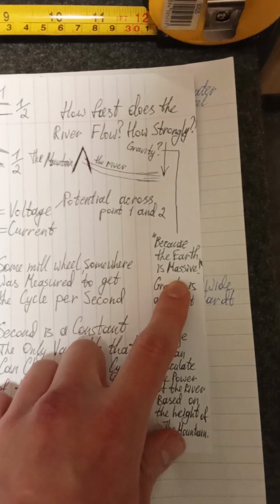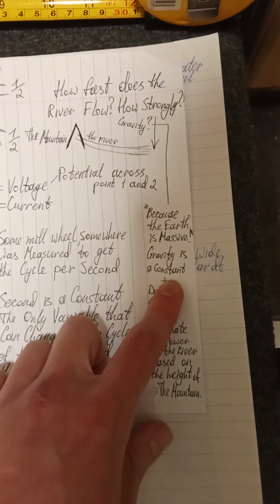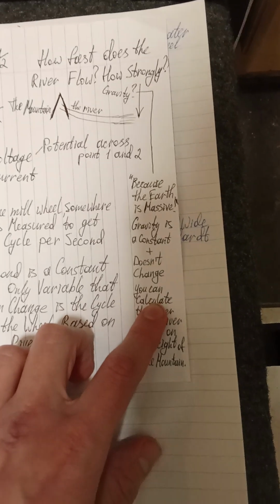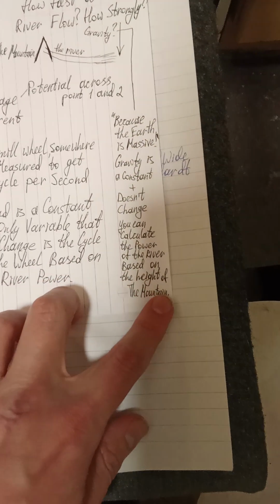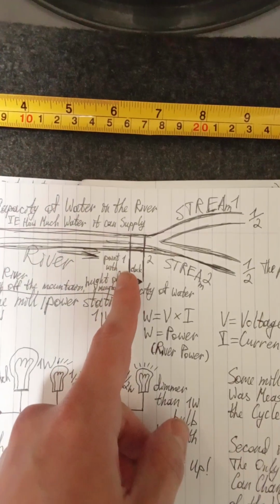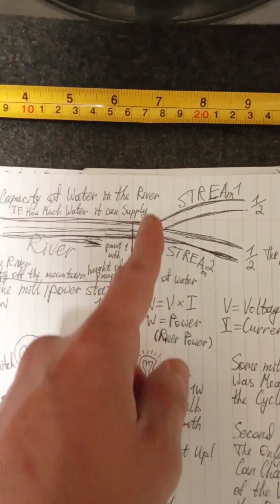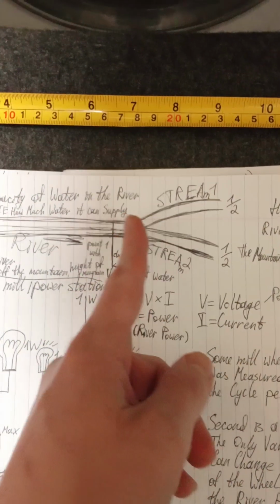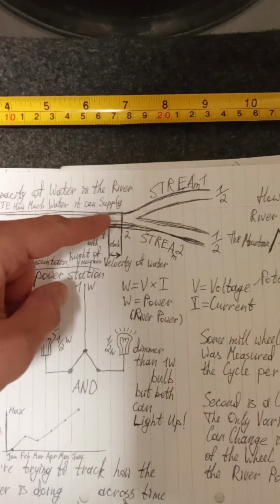because the earth is massive. And gravity is a constant, so you don't have to worry about it. Yeah, it doesn't change. You can calculate the power of the river based on the height of the mountain, which is how high the mountain is, and by then introducing a clock or two at 2 points, and you clock that. How fast does it go from, usually by a small ship or something, yeah.